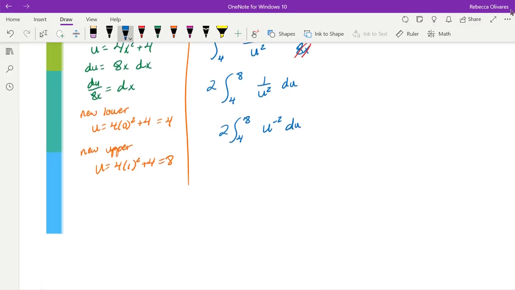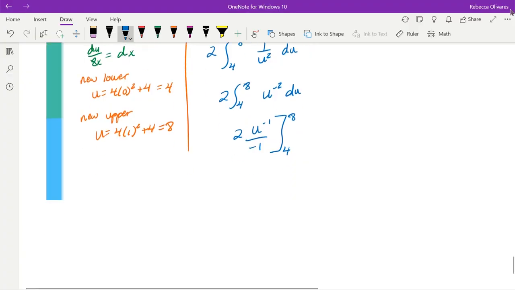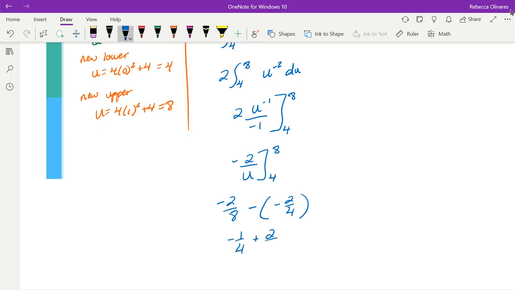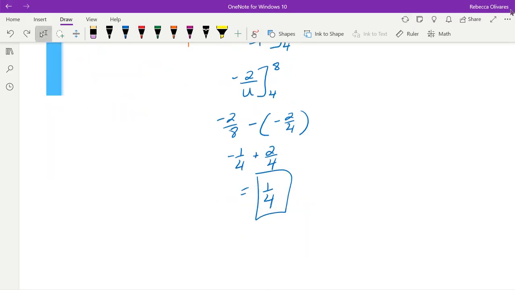And then the antiderivative of u to the negative 2 would be u to the negative 1 over negative 1. The boundaries are from 4 to 8, and of course we have that 2 out in front. So we can call that negative 2 over u, and then bounded from 4 to 8. So I'll plug in the upper boundary. It's negative 2 over 8 minus negative 2 over 4. So that's negative 1/4 plus, we'll call that 2/4, which is 1/4.